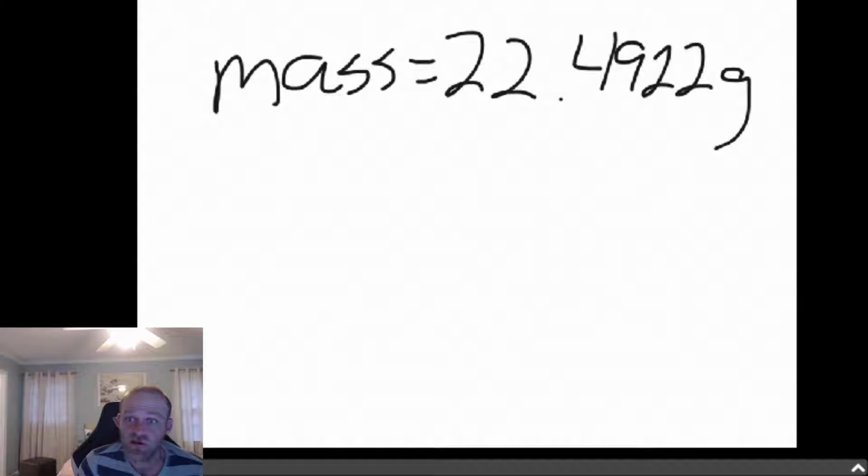Mass equals, sorry about that, 22.4922 grams. Still working? It wants us to calculate the number of moles that we have and the number of atoms that we have. How you're going to do that is you're going to determine the molar mass. Let me pull that up.